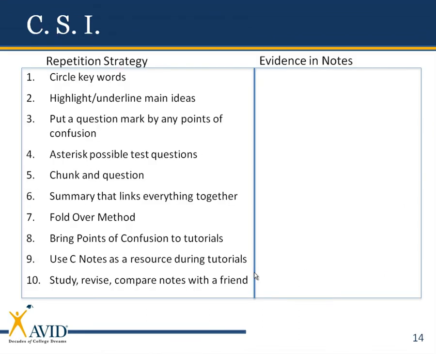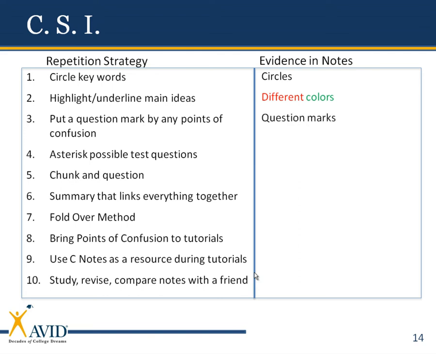Does anybody out there like CSI? I do too. Remember on CSI that you can't convict a criminal unless you've got some evidence. And I can't convict you of being a Cornell note superstar unless I've got some evidence of repetitions in your notes. So let's look at, using these 10 strategies for repetition, what are some of the evidence that we could see in our notes? Well, circling keywords, that's easy enough. I should be able to see some circles. Underlining or highlighting our main ideas, maybe we're doing that in different colors. That's an easy way to have evidence that we're using repetition.